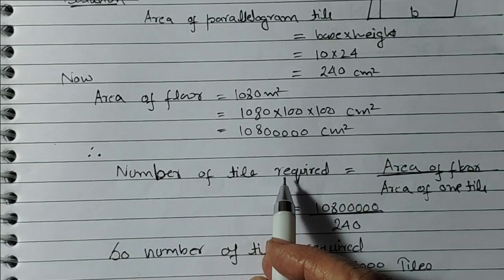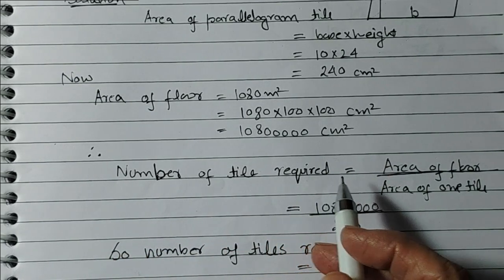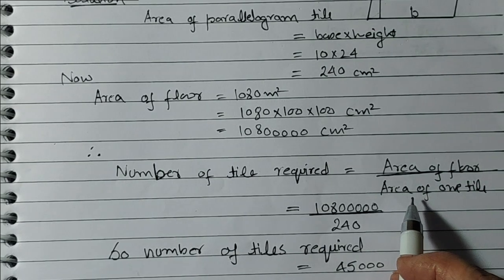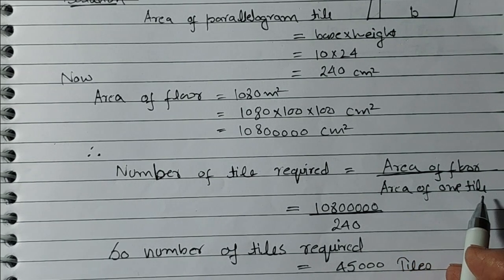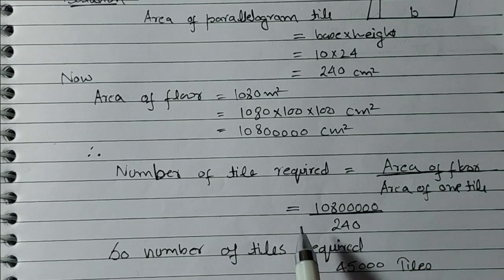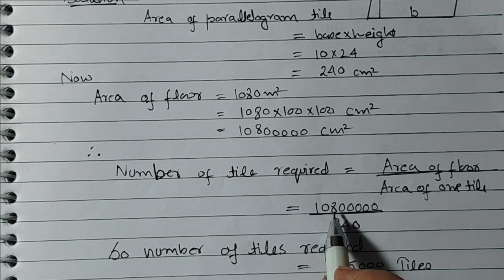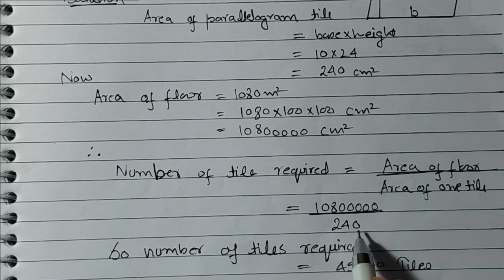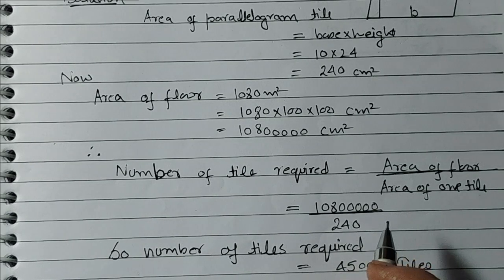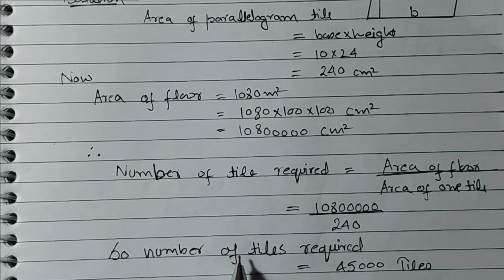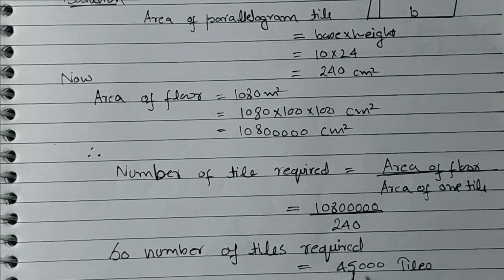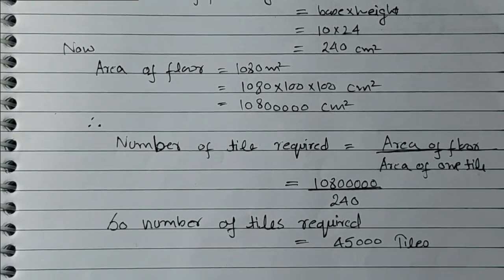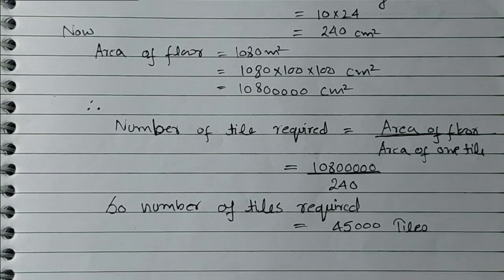Now the number of tiles required will be equal to the area of the floor divided by the area of one tile, which is equal to 10,800,000 over 240. So the number of tiles required will be 45,000. We need 45,000 tiles to cover the floor.